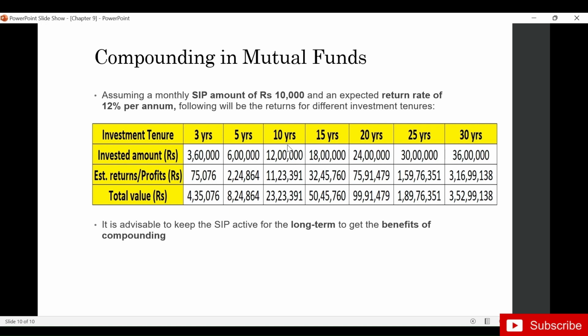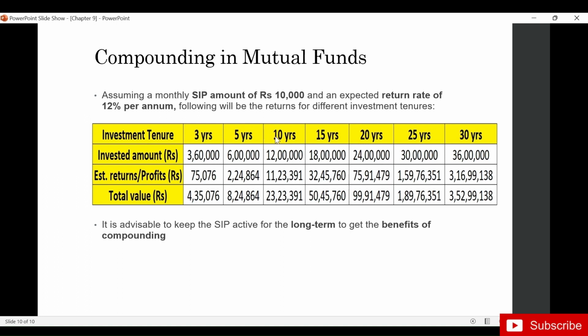Now, if we compare the investment tenures of 10 years and 20 years, you can see that in 10 years the invested amount is 12 lakh, and in 20 years invested amount is 24 lakh. That means that the invested amount has become 2x from 10 years to 20 years. But if we compare the profits, in case of 10 years were almost 11 lakh, whereas for 20 years they were 76 lakh. So the profits have almost gone 7x, and the investment amount has just 2x. So you can see how the compounding has worked here.